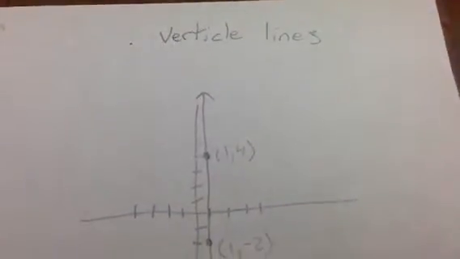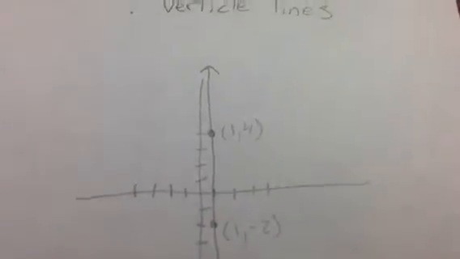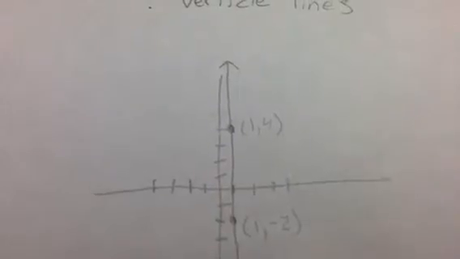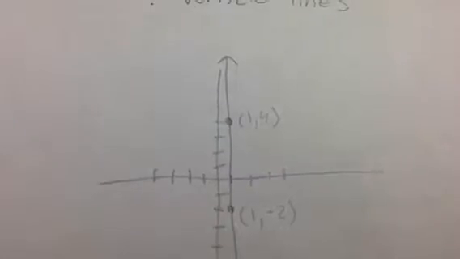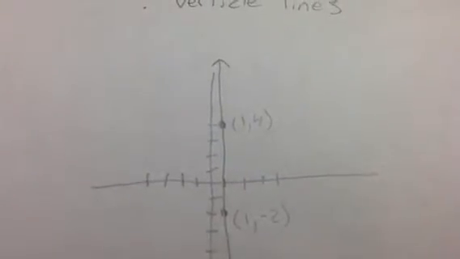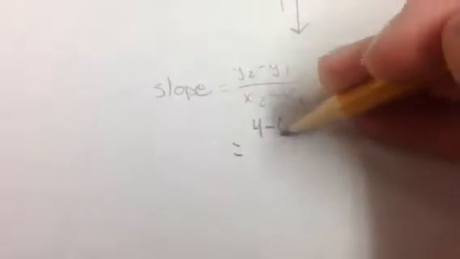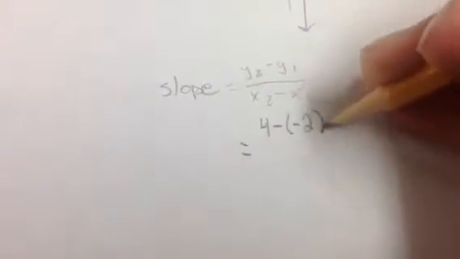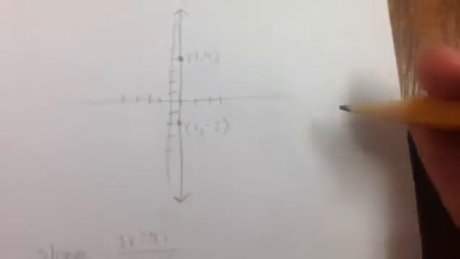So another application with slope is vertical lines. A vertical line is one that goes straight up and down, and whenever you try to calculate the slope of a vertical line, you will come up with something that is undefined. I'll show you what I mean by that. So for this particular example, y2 is equal to 4 and y1 is equal to negative 2, as you can see. Also in this example, x2 and x1 both equal 1.